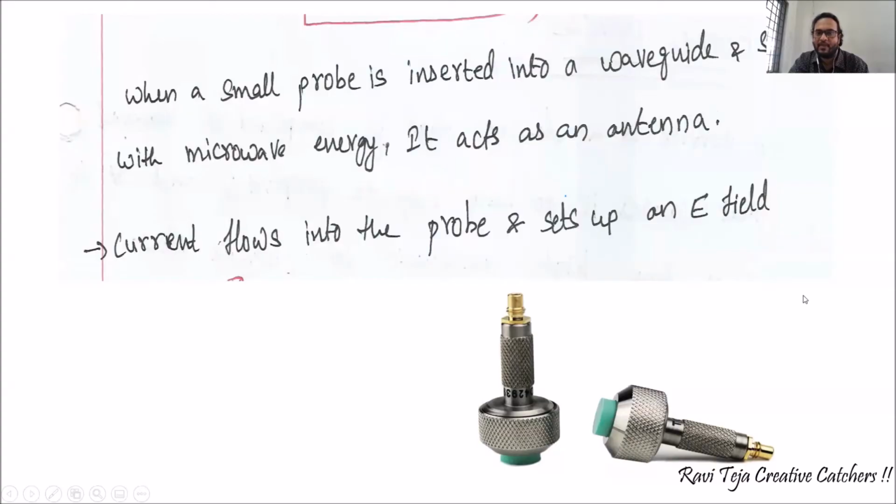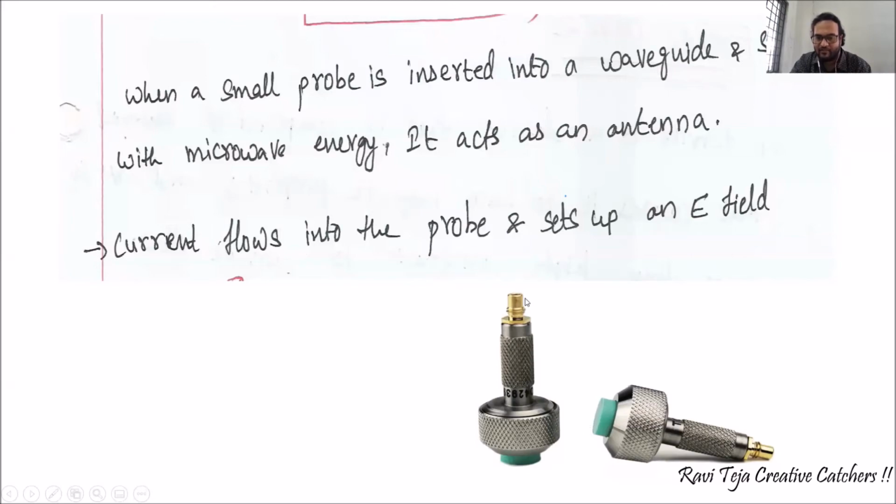So when a small probe is inserted into a waveguide and supplied with microwave energy, it acts as an antenna, either to receive or to transmit the microwave signal. As we are using a coupling probe, current always flows into the probe. So whenever we are dealing with the electric field, it will be generated when we use a coupling probe, which is a straight line. These are the real-time coupling probes you see here, used to fit into cavity resonators or waveguides by making a hole.